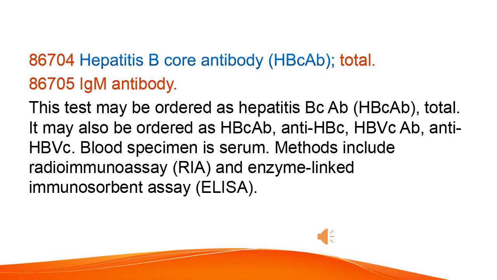Hepatitis B core antibody, HBcAb, total. IgM antibody. This test may be ordered as Hepatitis BC Ab, HBcAb, total. It may also be ordered as HBcAb, anti-HBc, HBvcAb, anti-HBvc. Blood specimen is serum. Methods include radioimmunoassay, RIA, and enzyme-linked immunosorbent assay, ELISA.